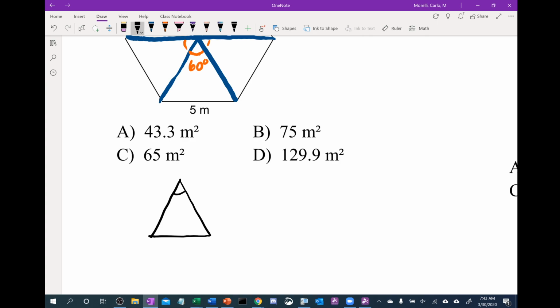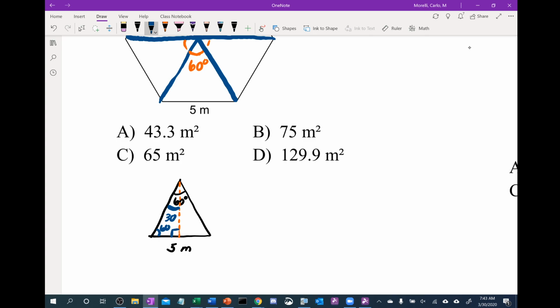Okay, so this has 60 degrees. And this is 5 meters, okay? Well, we're going to play the same game we've been playing all along. We're going to divide the triangle in half. And now we don't have a 60-degree angle here. We have a 30-degree angle. Okay, so this has to be 60, and this is a right angle.